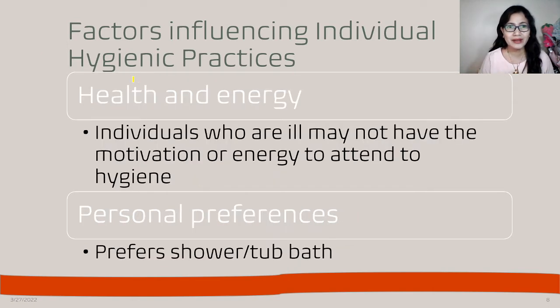Next, you have health and energy. Individuals who are ill may not have the motivation or energy to attend to hygiene. Some clients who have neuromuscular impairments may be unable to perform hygienic care. That's why we need to assist them. And for personal preferences, some clients prefer a shower or tub bath if available, and of course if they are allowed by the attending physician. The time of bathing varies as well.